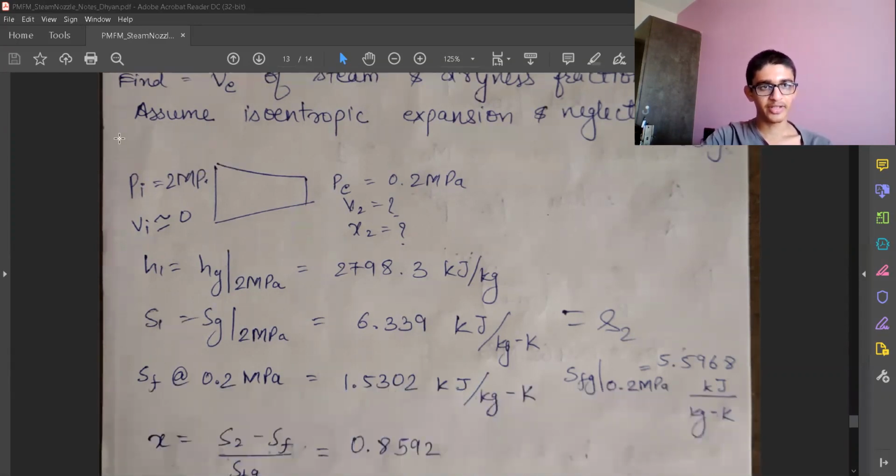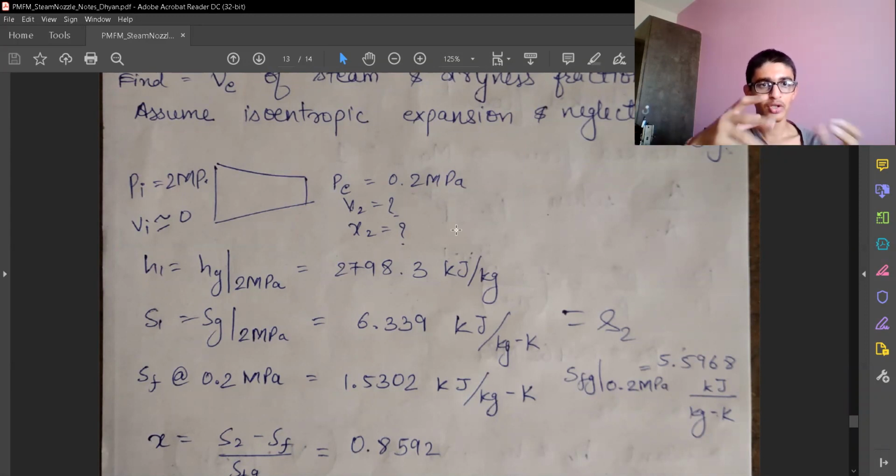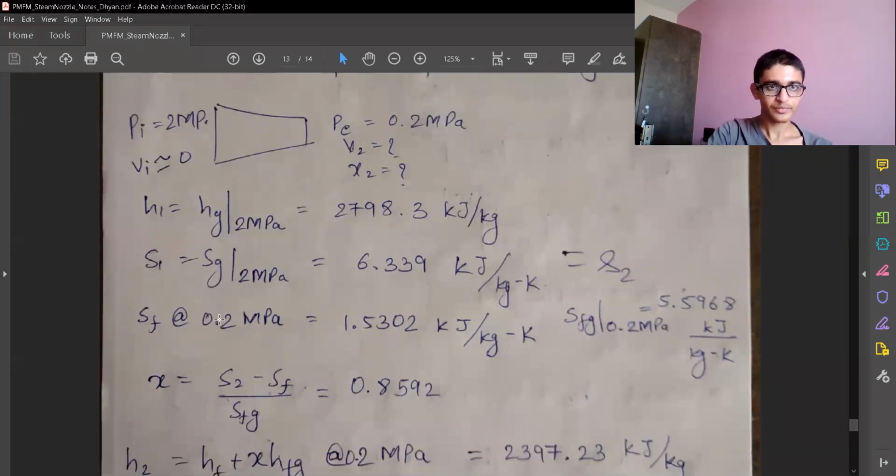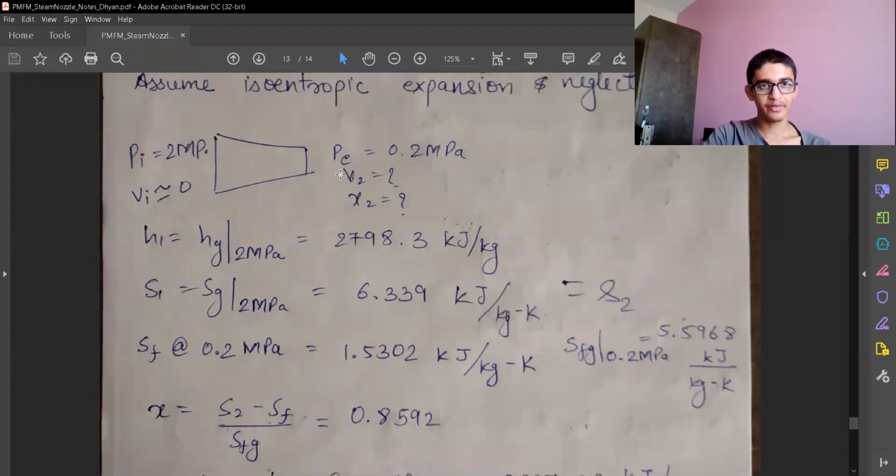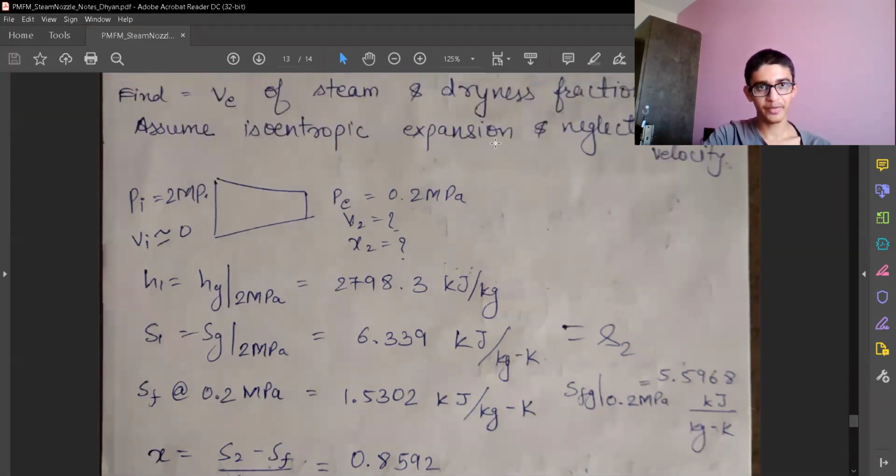So the first thing is you must make the schematic. This gives you an idea of what you need to find and what is given. You put down everything on a schematic, so it will intuitively come to you how to solve a problem. So we need to find the exit velocity. We have a relation of enthalpy with exit velocity. The inlet enthalpy is directly known. For exit enthalpy, we need to use the relation of isentropic expansion.